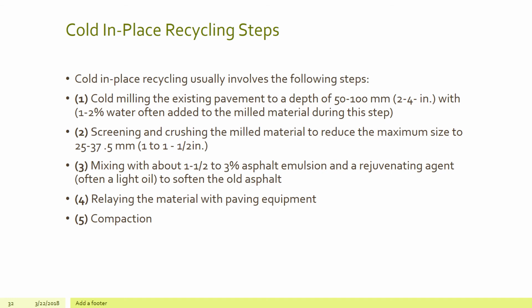Cold in place recycling usually involves the following steps. First of all, cold milling the existing pavement to a depth of around 2 to 4 inches, with about 1 to 2% water often added to the milled material during this step. Second, we screen and crush the milled materials to reduce the maximum size to, again, about 1 to 1.5 inches. From this point, we start the mixing with about 1.5 to 3% asphalt emulsion and a rejuvenating agent, often a light oil, to soften the old asphalt. From this point, we move on to relaying the material with the paving equipment and, of course, compaction.